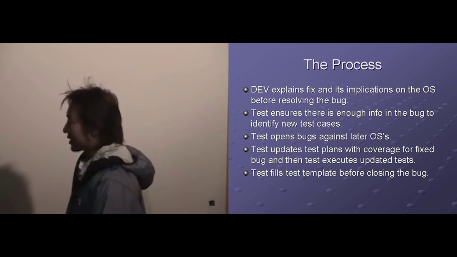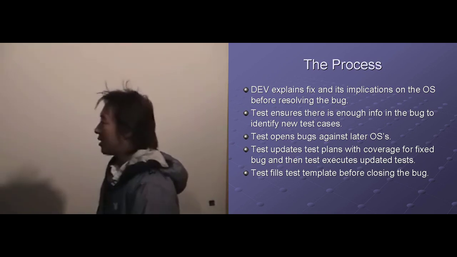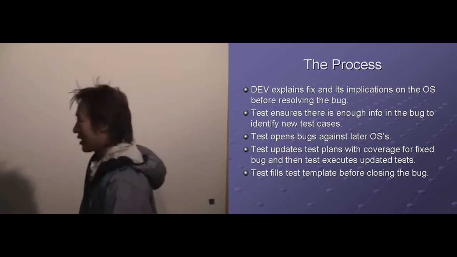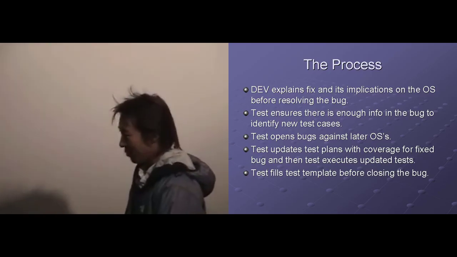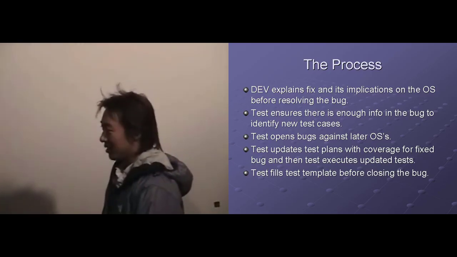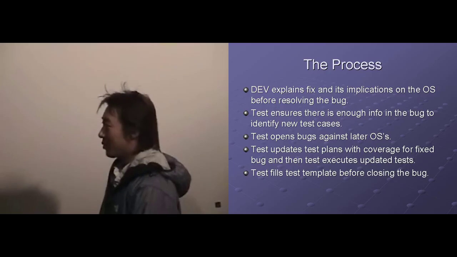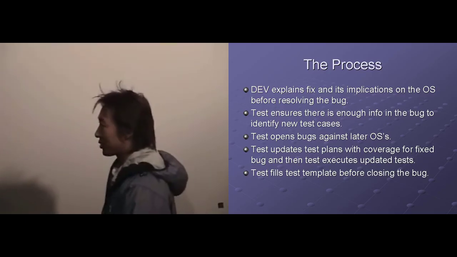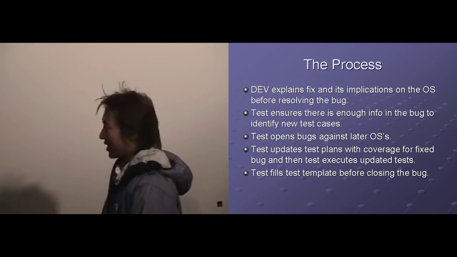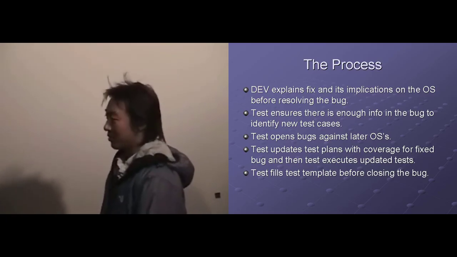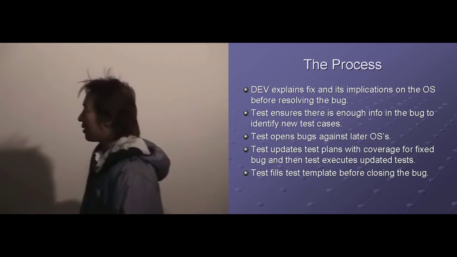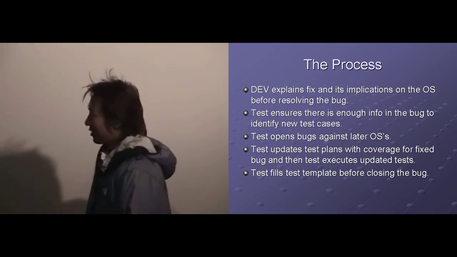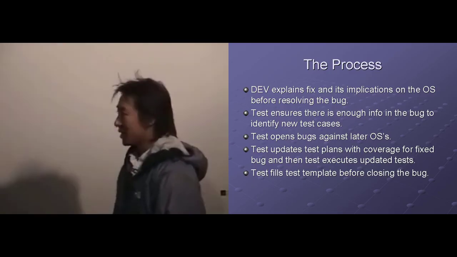So the next step would be for test to open bugs against future OS, for example, Server 2003 and Longhorn. Currently, our process will automatically auto-port the bugs into future OS most of the time. So if this is the case, then the tester will have to ensure that this is properly done by our automation. After creating the new bugs, test will have to update the current test plans.